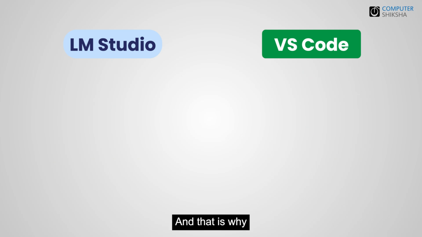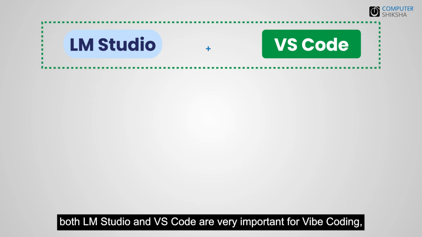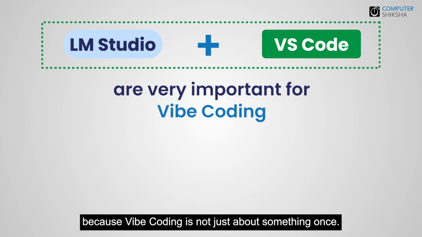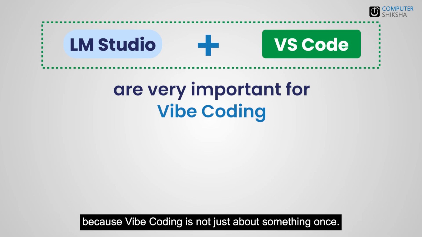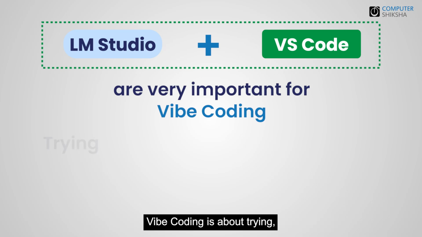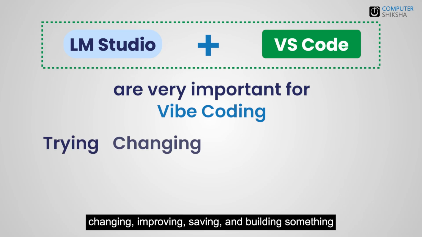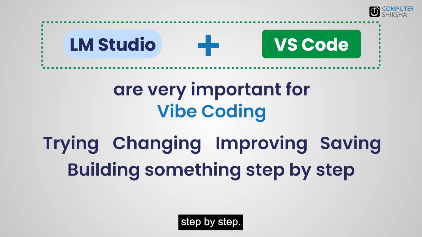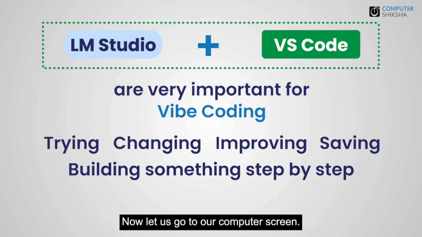And that is why both LM Studio and VS Code are very important for vibe coding. Because vibe coding is not just about doing something once. Vibe coding is about trying, changing, improving, saving, and building something step by step. Now let us go to our computer screen.